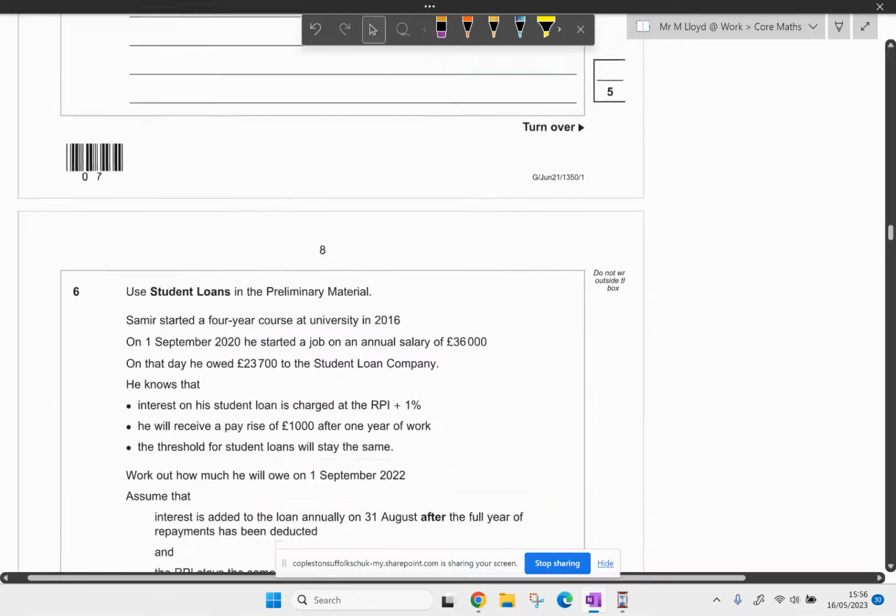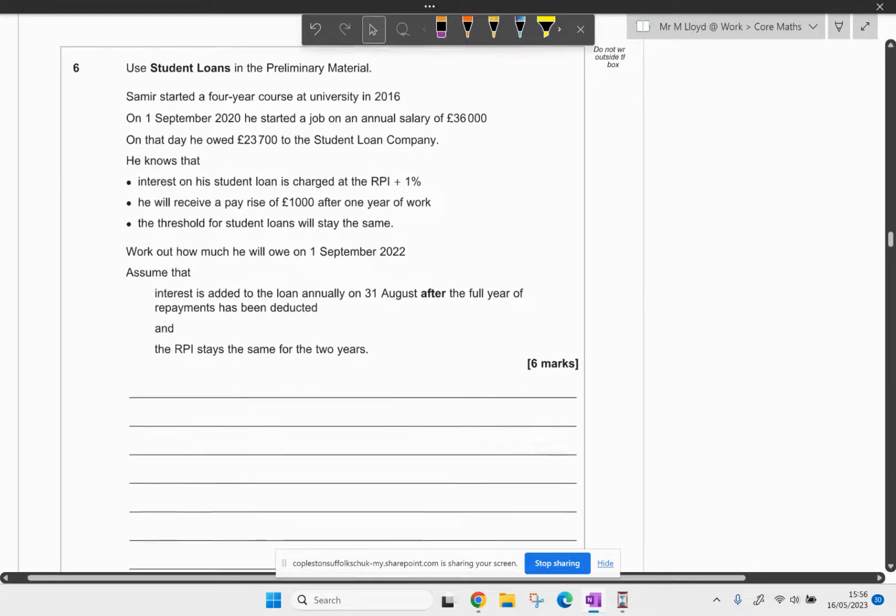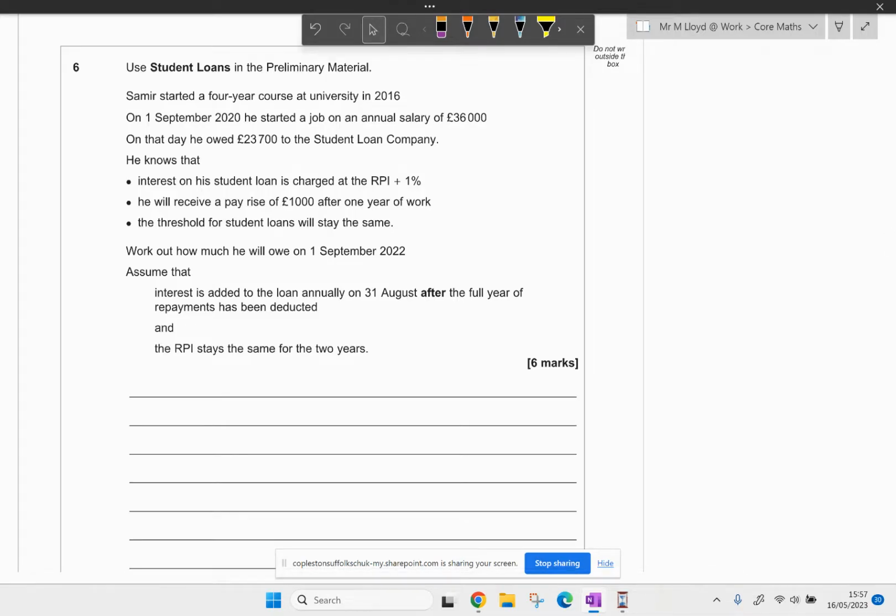Right, here we go. Question 6. Oh, hello. Use the student loans in the preliminary material. I'm going to read this out first and rewrite it because there's a lot of work there. Samir started a 4-year course at university in 2016. I might highlight that. Be careful highlighting as well. Don't highlight answers because the examiner can't read it.